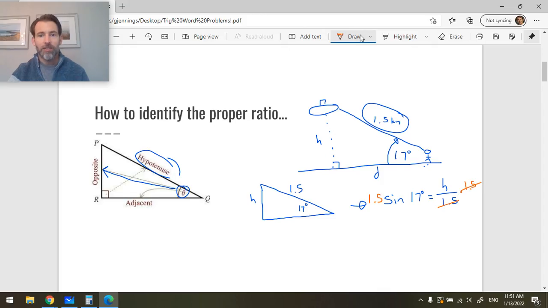I also make a guess. I guess that this is going to be substantially less than 1 kilometer. It's going to be fairly low, like 0.5 kilometers, maybe even a little lower, like 400 meters perhaps.